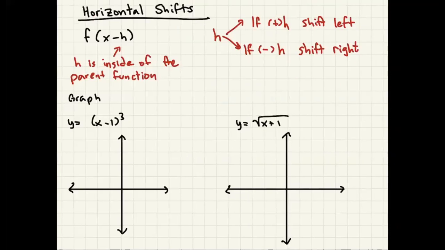Next up, horizontal shifting. Yay. We have f of x equals x minus h. One thing you're gonna notice, h is inside of the parent function. If you see plus, so plus a number, you're gonna go to the left. If you see minus, you're gonna go to the right, okay?